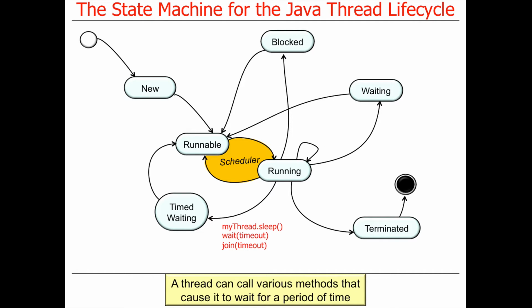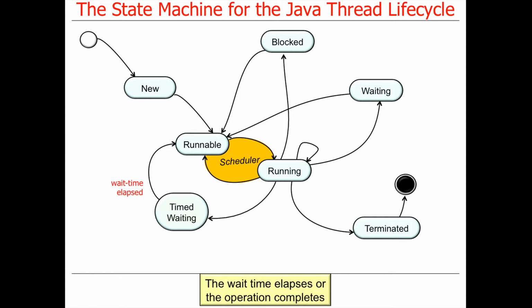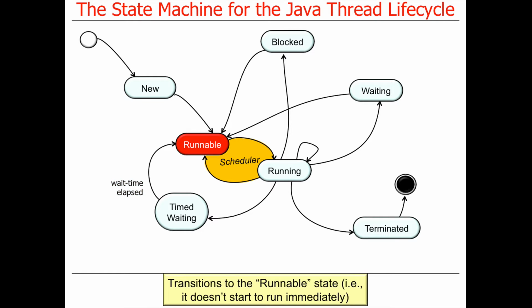At various points, the thread, while it's running, may call methods that cause it to wait for a period of time. Things like the sleep method, the wait with timeout method, the join with timeout method, and so on. And when this happens, the underlying scheduler transitions the thread and its state into the timed waiting state. Once the timeout elapses or the operation completes, then the underlying system will transition from the timed waiting state back to the runnable state.